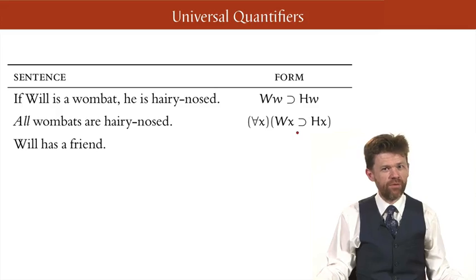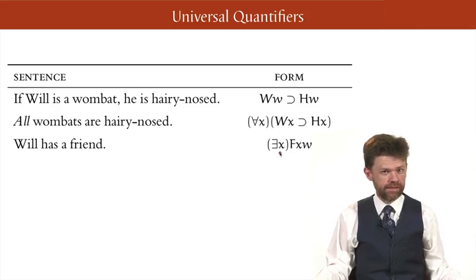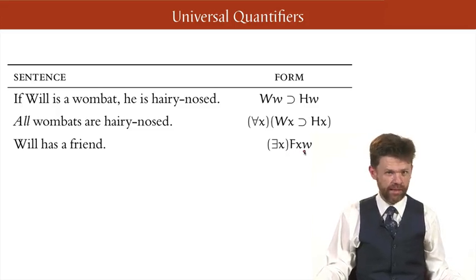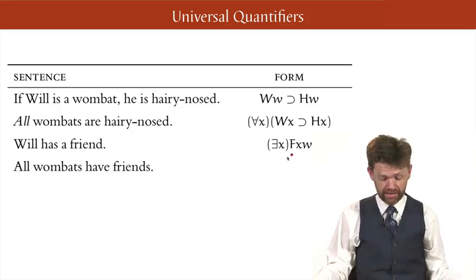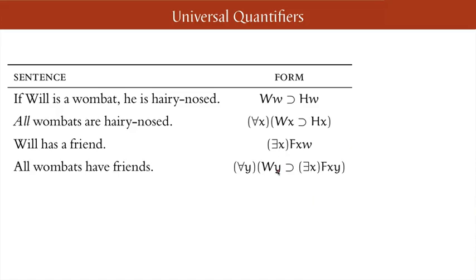Now, if I want to say that Will has a friend, this is an existential quantifier statement. There is somebody that fills the role of being a friend to Will. The role Fxw, x is a friend of Will, can be filled by something. But if I want to say that that's not just true of Will, but true of every wombat, I can say that the role Wy implies there is an x such that Fxy is universally satisfied. What that says is that if I choose anything at all, if it's a wombat, then it has some friend.